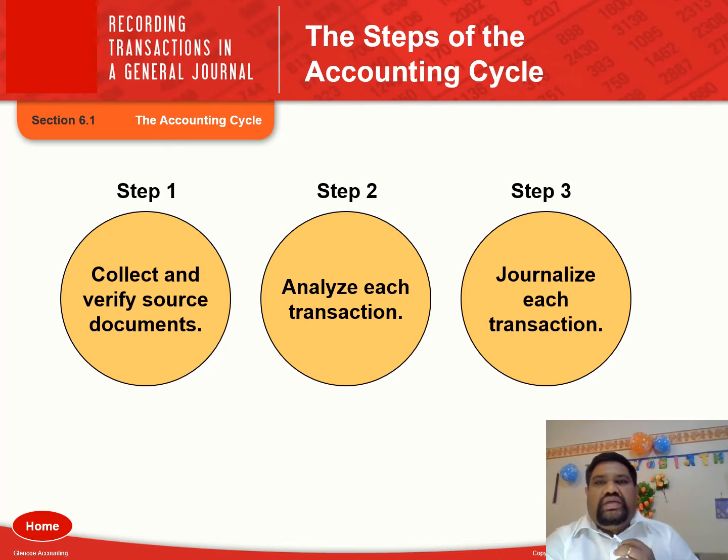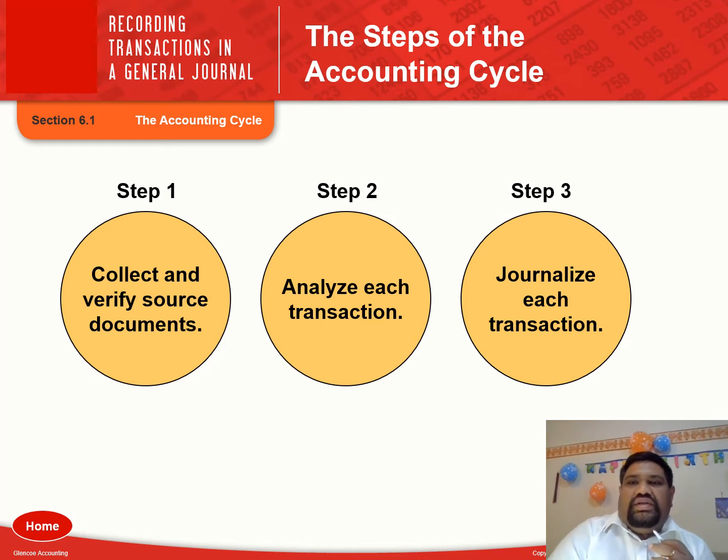Step number 2, analyze each transaction. What is the meaning of analyzing each transaction? Is it a cash transaction, bank transaction, or credit transaction? What sort of transaction is it? Then step number 3, journalize each transaction. In this accounting cycle, we are taking steps number 1, 2 and 3.